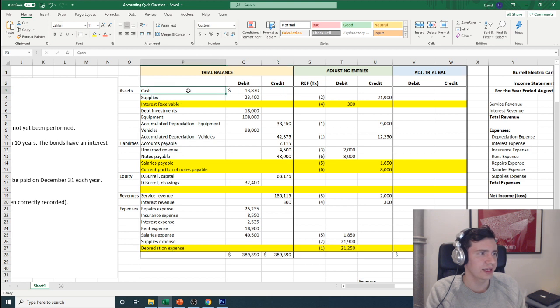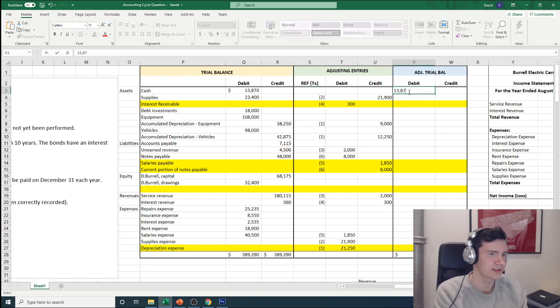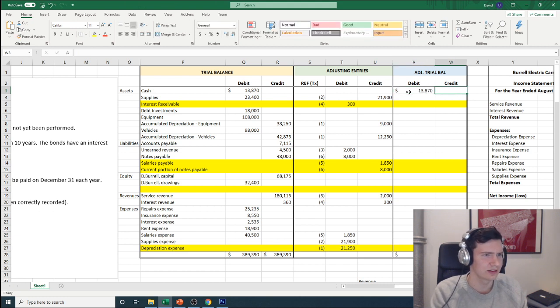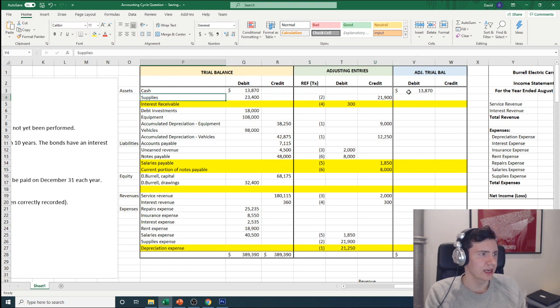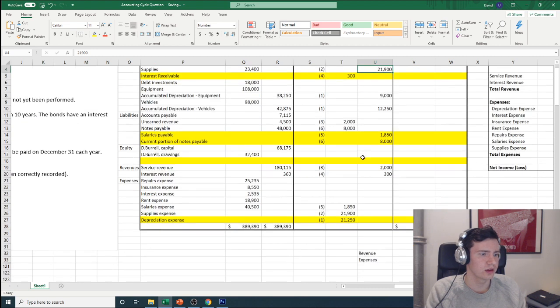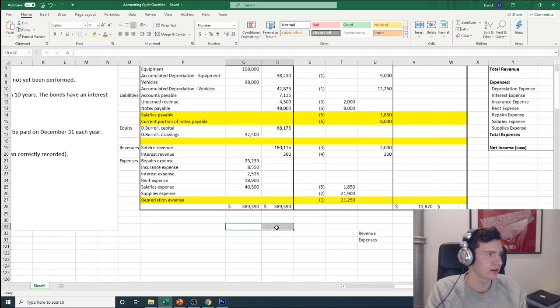So the first one, cash, 13,870 was from our trial balance. We have no adjusting entries. So this is just going to be 13,870. Did I say 13,900? My bad if I did. It's kind of confusing. Supplies, 23,400 was on our trial balance. And then we credited it for 21,900. So let's go ahead and create one of these little guys, a little T account.